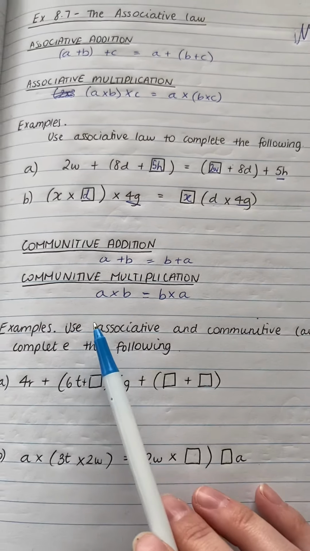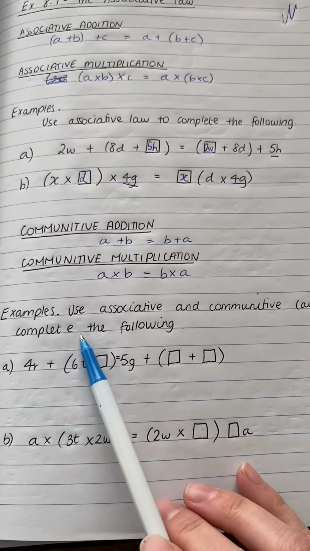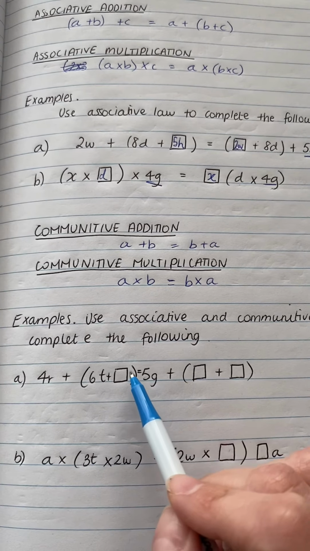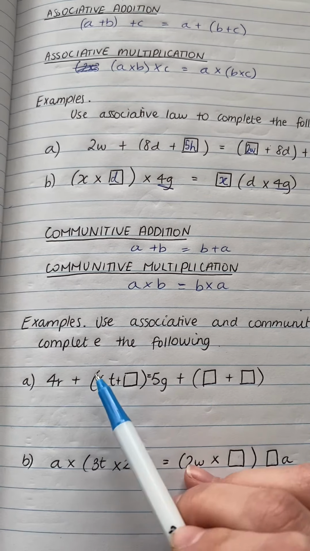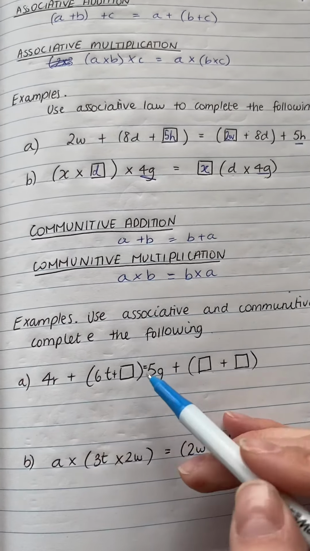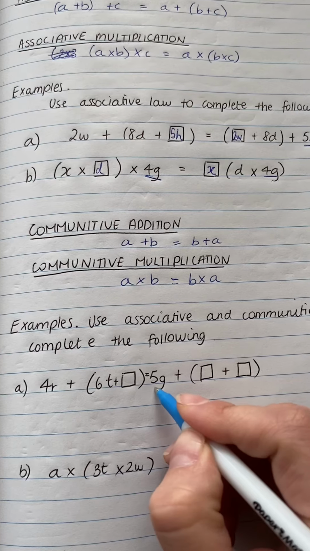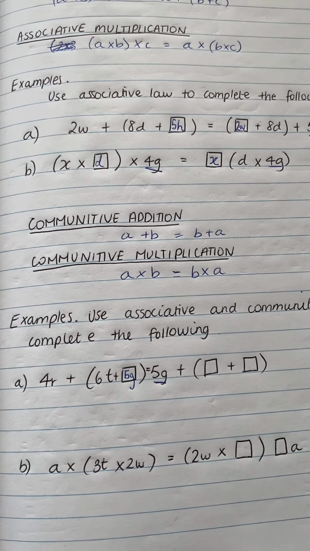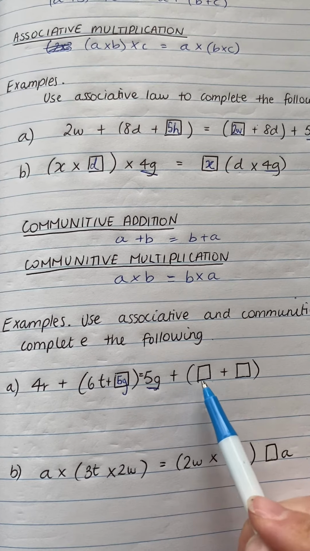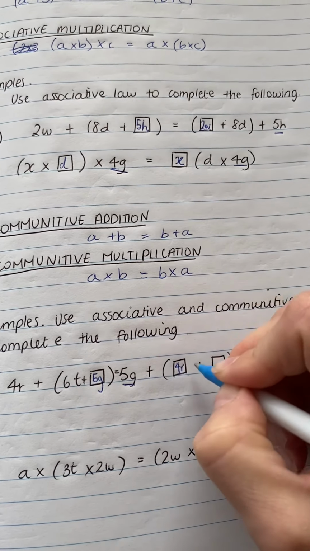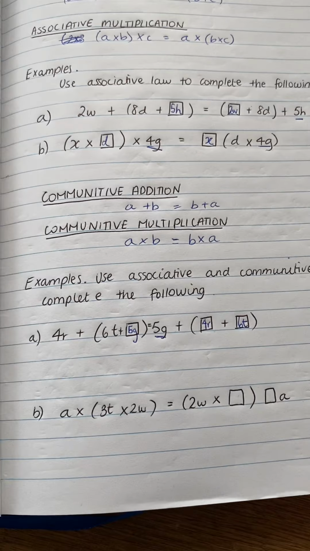So the example here is to use associative and commutative laws to complete the following. So similar thing, we're going to fill in the blanks. 4r plus 6t plus something equals 5g plus something plus something. So over here we see there's a 5g missing from this side, so we need to fill that in, 5g. Okay, so that's already here on this side, so we need a plus. What's missing here? 4r and 6t. That's pretty much it.